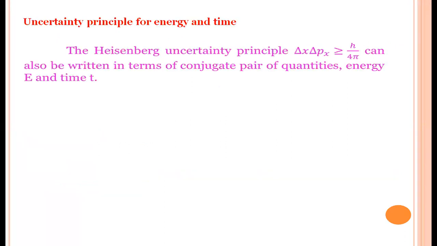Of course, the Heisenberg uncertainty principle can be explained not only in terms of position and momentum uncertainties, but also for other pairs of conjugate quantities, for example, energy and time. In terms of energy and time, we can write this uncertainty principle as delta E into delta t is greater than or equal to h by 2 pi. Now, how can we derive this in terms of energy and time?